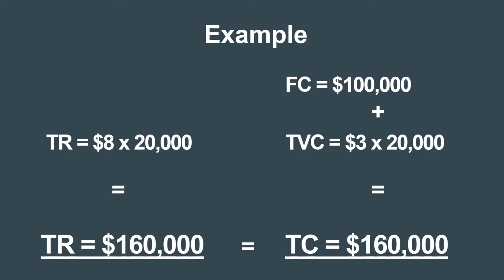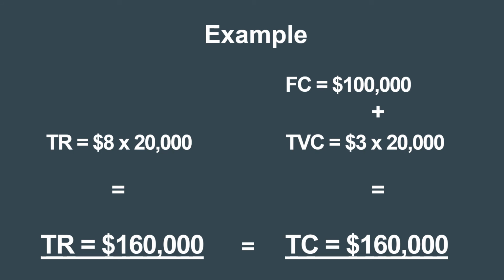We can test this by looking at our total revenue, which is the number of units multiplied by selling price, our total variable costs, which is the number of units multiplied by our variable costs per unit, and our total fixed costs. Because if we break even, then by definition, our total revenue must equal our total costs. So by using our last example, if we sell 20,000 units at $8, we would earn $160,000 of revenue.